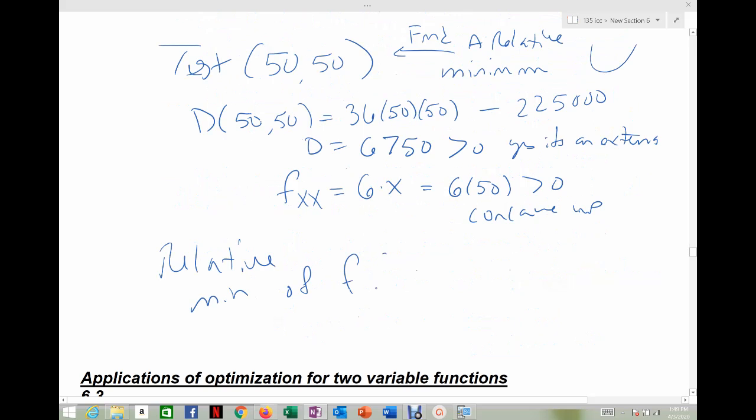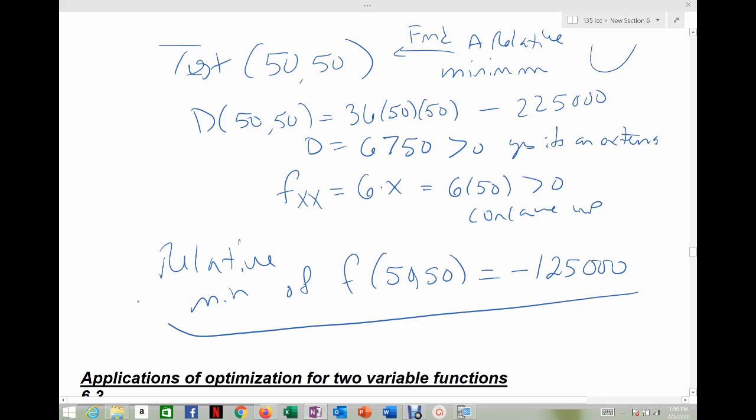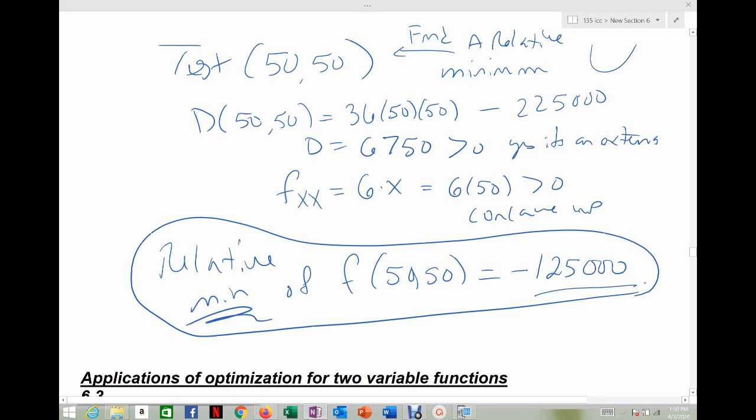Of, well, I take my original function and plug my 50s into it. So it's going to be 50 cubed plus 50 cubed minus 150 times 50 times 50. And that comes out negative 125,000. And so my minimum is a big negative number. It should make sense then, it's a minimum. Big negative number, my answer makes sense, right? That it's a minimum.